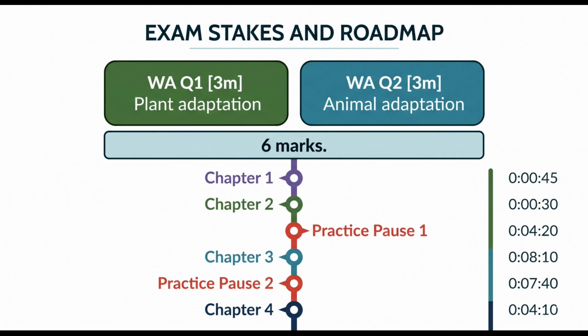Today's roadmap, Chapter 1 teaches the framework. Chapter 2 teaches 5 plant adaptations. Practice. Pause 1 for WA, Question 1. Chapter 3 teaches 4 animal adaptations. Practice. Pause 2 for WA, Question 2. Then, Chapter 4 brings it all together in the cause-effect table. Let us start with the framework.